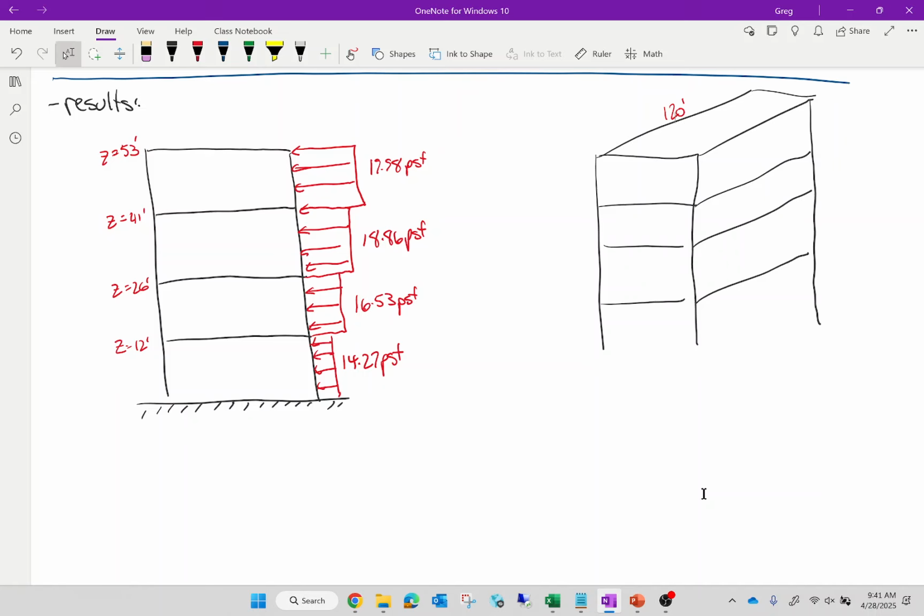Okay? So how are you going to resist those wind forces? Well, you're going to need some sort of bracing system. Remember those diagonal braces that we talked about that go from column to column? So you're going to need some sort of diagonal bracing system. Let's say, for the sake of discussion, that you put your diagonal bracing right here and right here.